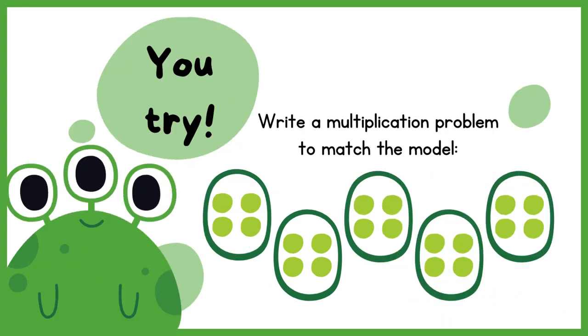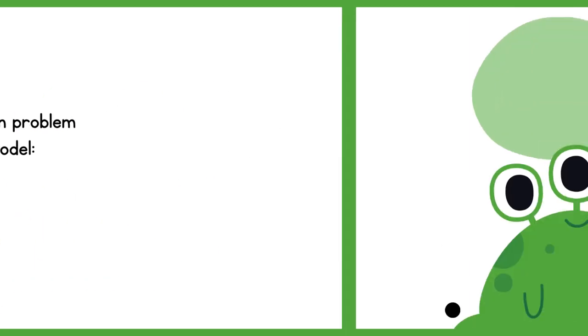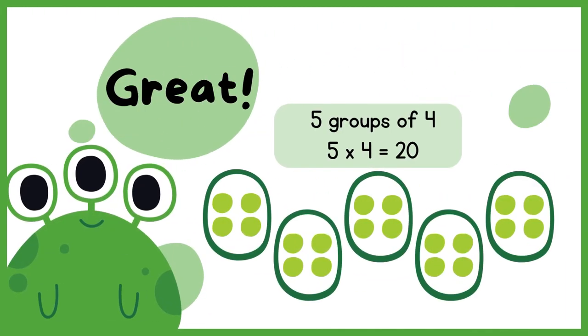You try. Write a multiplication problem to match the model. It's four groups of five. How many is there? 1, 2, 3, 4, 5, 6, 7, 8, 9, 10, 11, 12, 13, 14, 15, 16, 17, 18, 19, 20. 4 times 5 equals 20. Great! 5 groups of 4 is 5 times 4 equals 20.